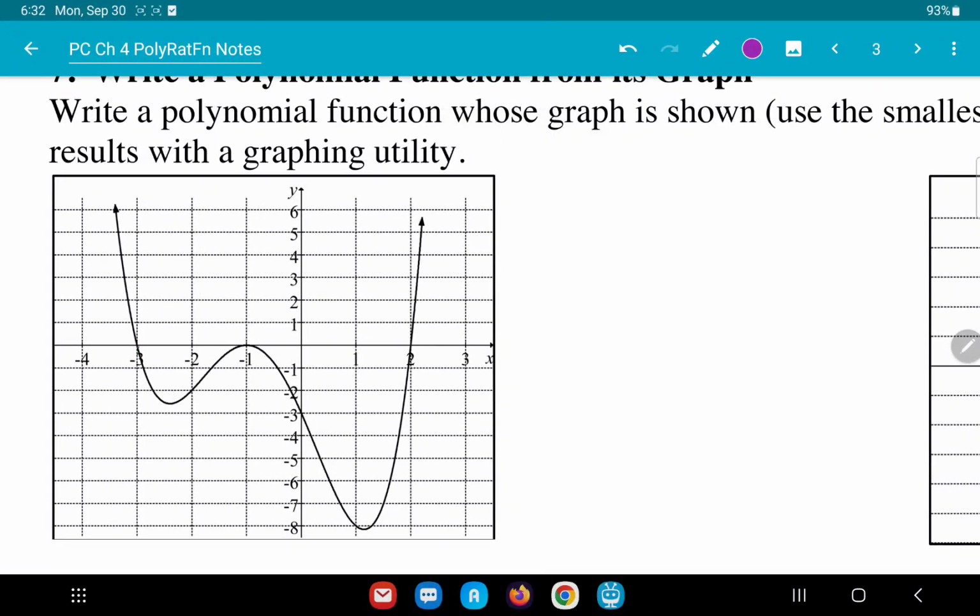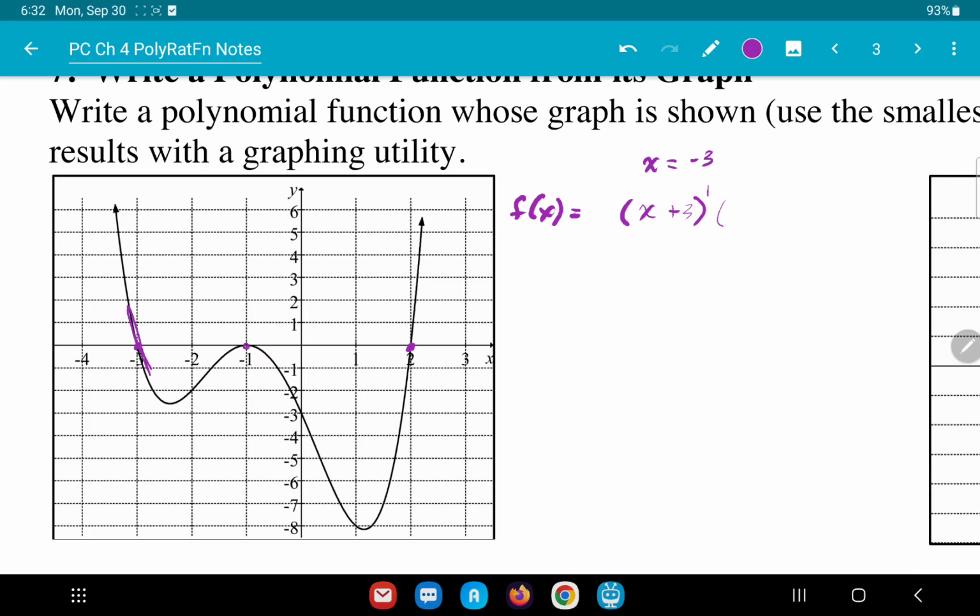For example, this graph here, they give you that there's a root at -3, a root at -1, and a root at 2. So I'm going to build a basic equation with those roots. I see that at -3, because x equals -3, that's stemming from a factor of x plus 3. Since it's passing through the graph, I know that this is a degree of 1.